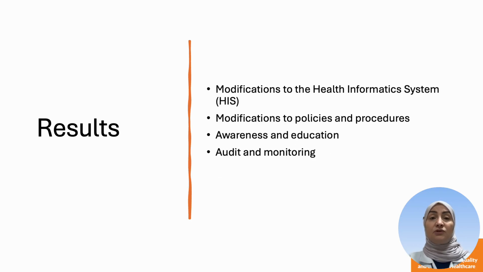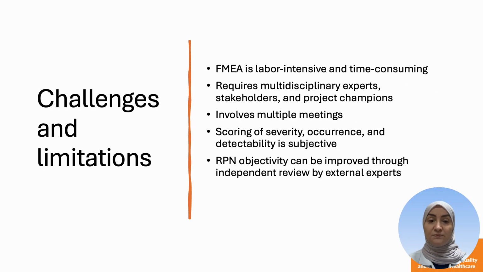Also, some modifications have been implemented in the health informatics system to improve the automatic stop order visibility and function. Modification in the policies and procedures has also been implemented. Awareness, education, and auditing and monitoring, which are a critical part of any improvement project, need to be implemented to find out if our action taken was effective and can prevent errors.